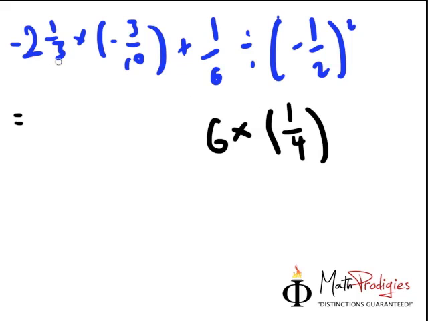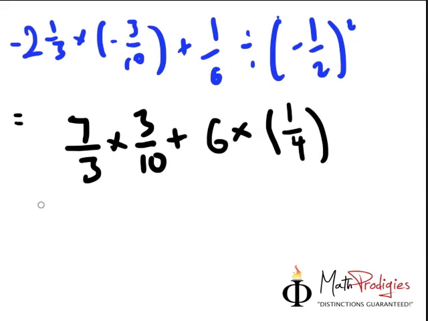Multiplication. Negative 2 1/3 times negative 3 over 10. So negative and negative gives you positive. And 2 1/3 in mixed fractions will give you 7 over 3 times 3 over 10, plus. Okay, so we cancel, we have 7 over 10 plus 6 times 1/4 gives you what?